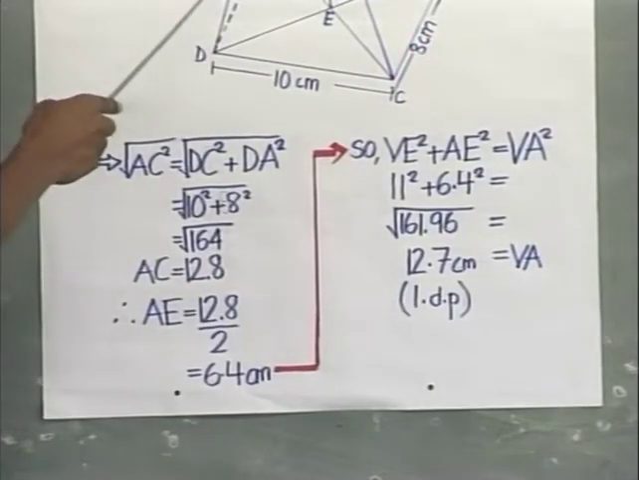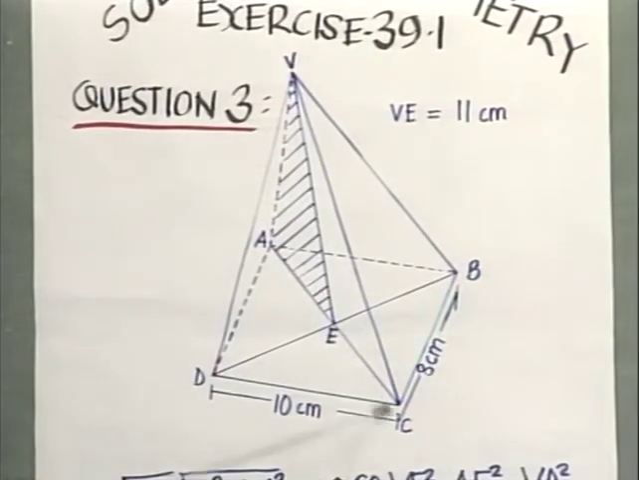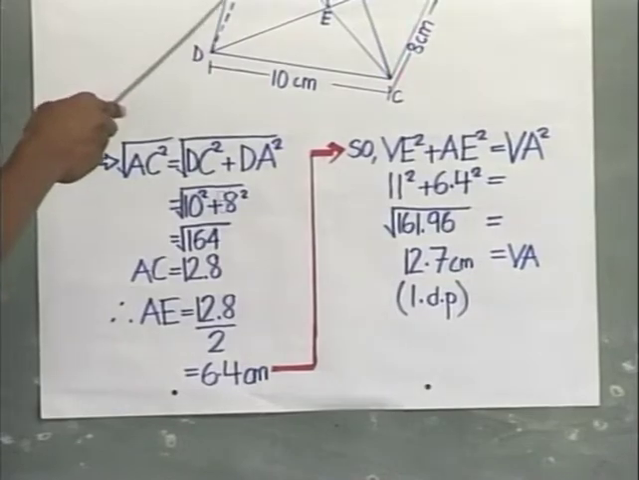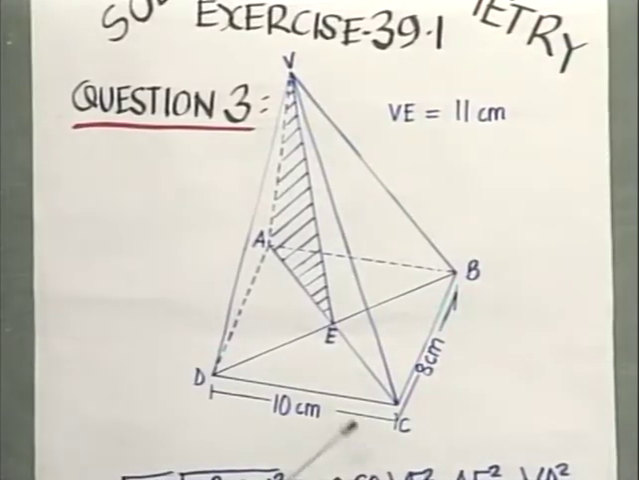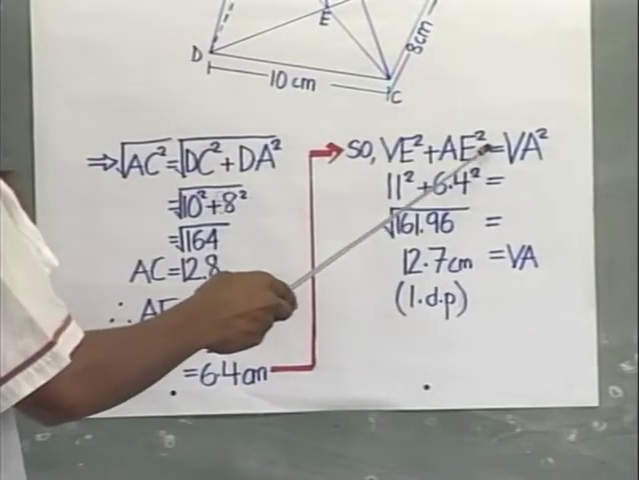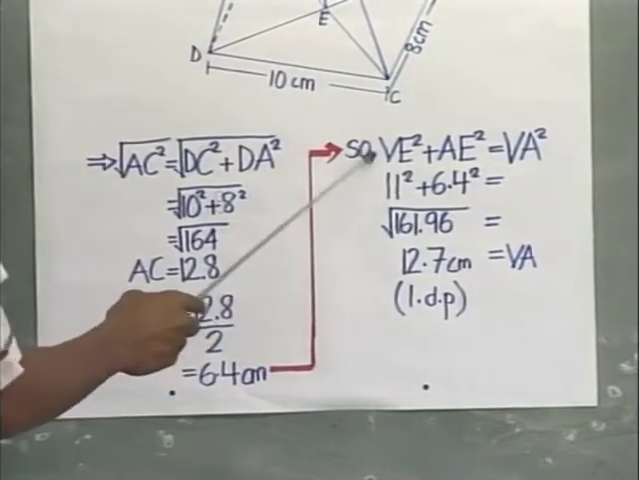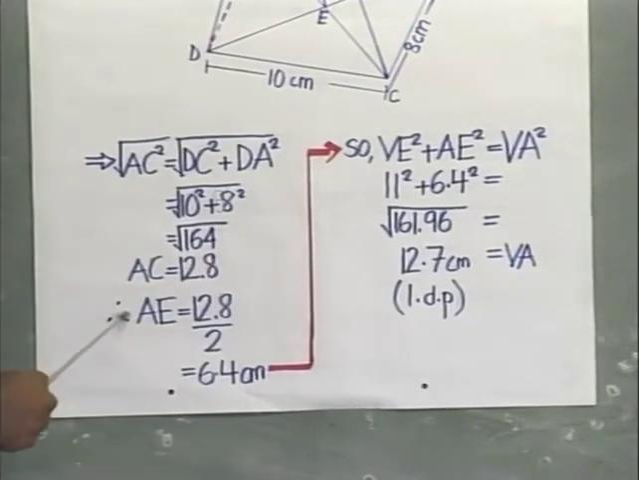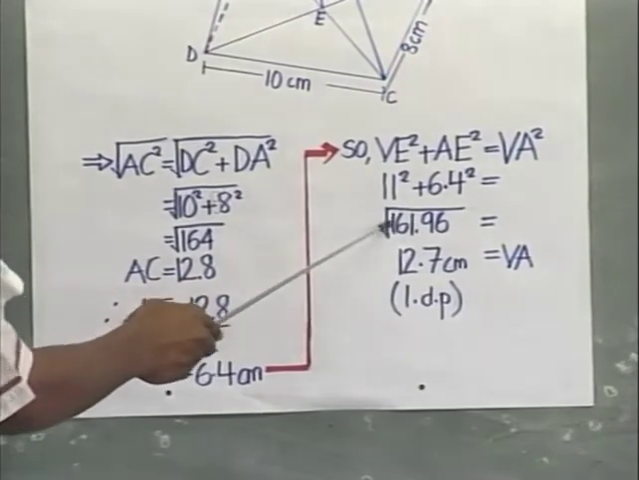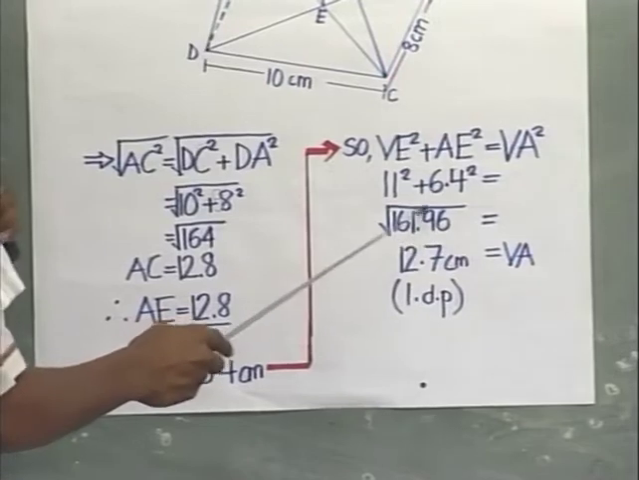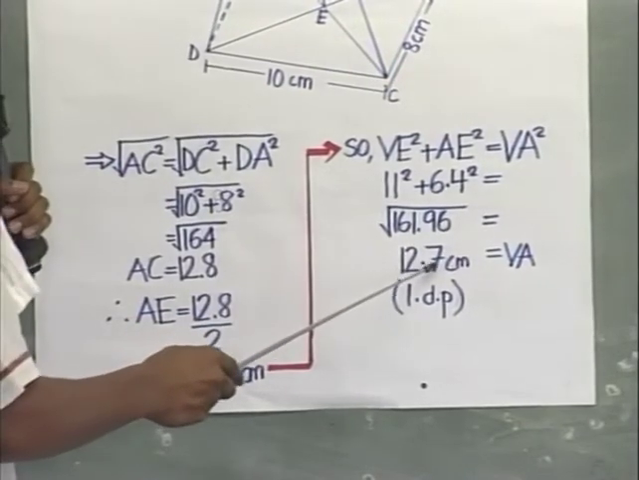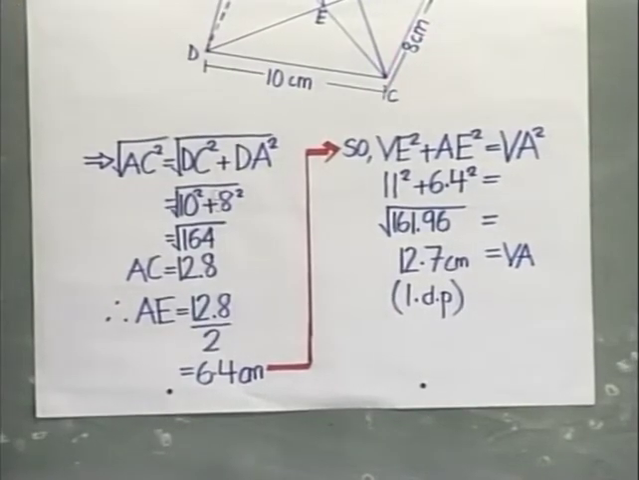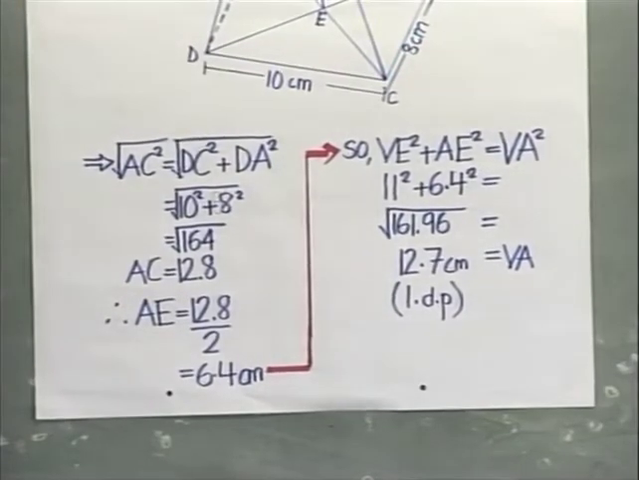Therefore, it's the diagonal, so we divide it by 2, and we got 6.4, which is the length of AE. So VE squared plus AE squared equals VA squared. 11 squared plus 6.4 squared, which is the half of length AC, equals 161.96. The square root of that is 12.7 centimeters to 1 decimal place, which is the length of VA. That's all.